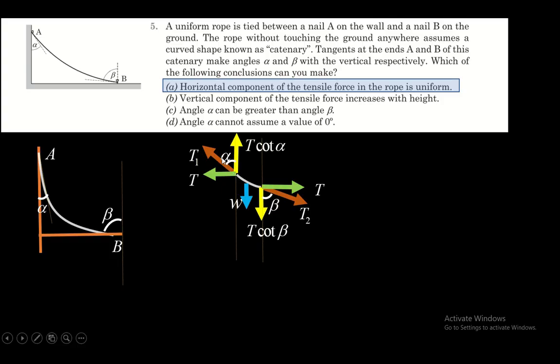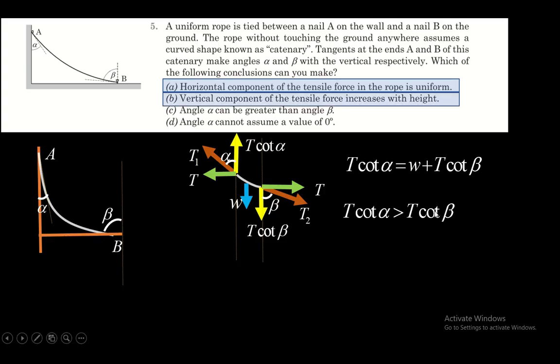If I used T1, it would be T1 cos alpha, and the vertical component here would be T2 cos beta. But rather, I'm using T to find this vertical component as T cot alpha. And similarly, here we have the vertical component as T cot beta. So now, equating the vertical forces, we have this equation. T cot alpha is balancing W plus T cot beta. And it's obvious from here that T cot alpha is more than T cot beta. So the vertical component is increasing with height.